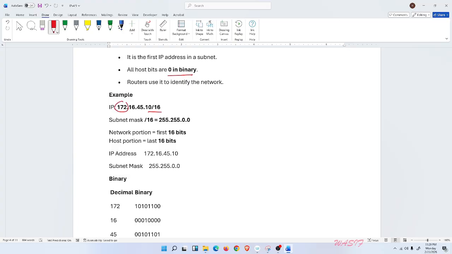Look at the first octet. By looking at the first octet, you will be able to say whether it is class B or not. Check the range of class B. What is the range for class B?